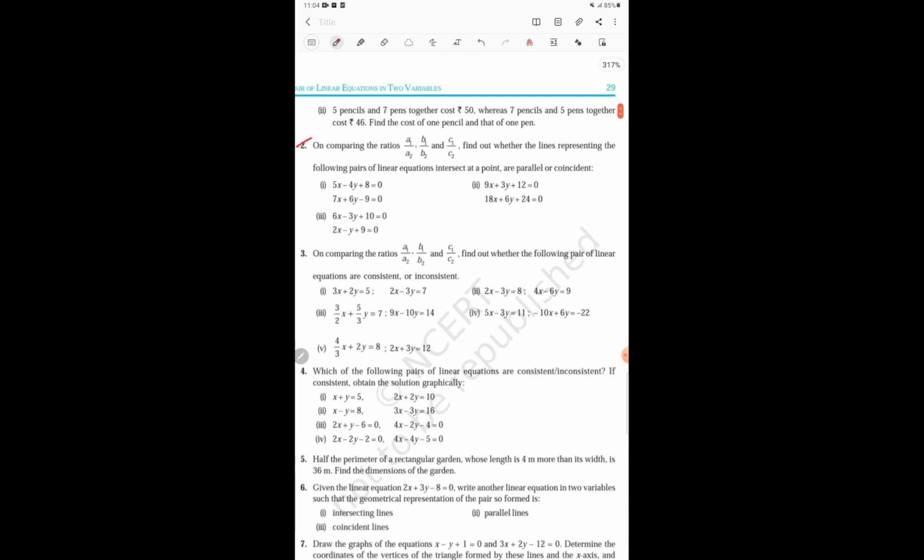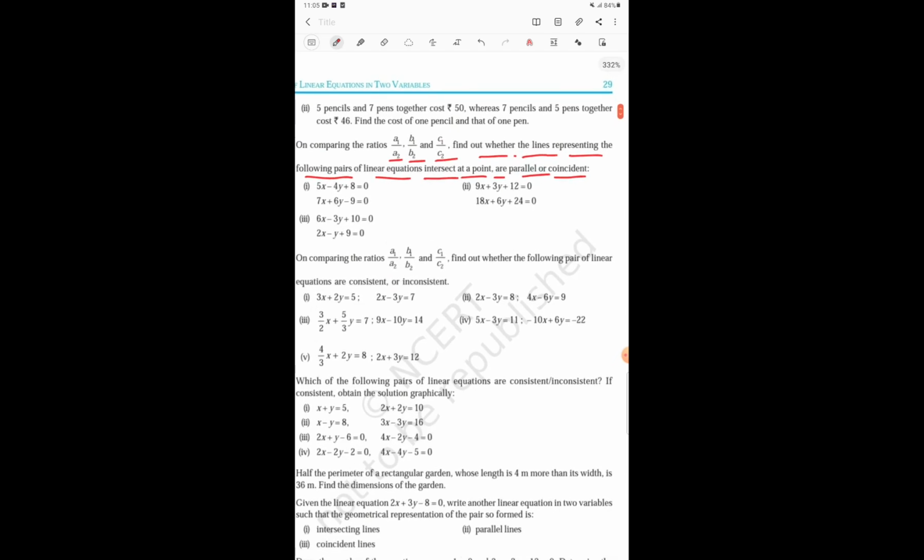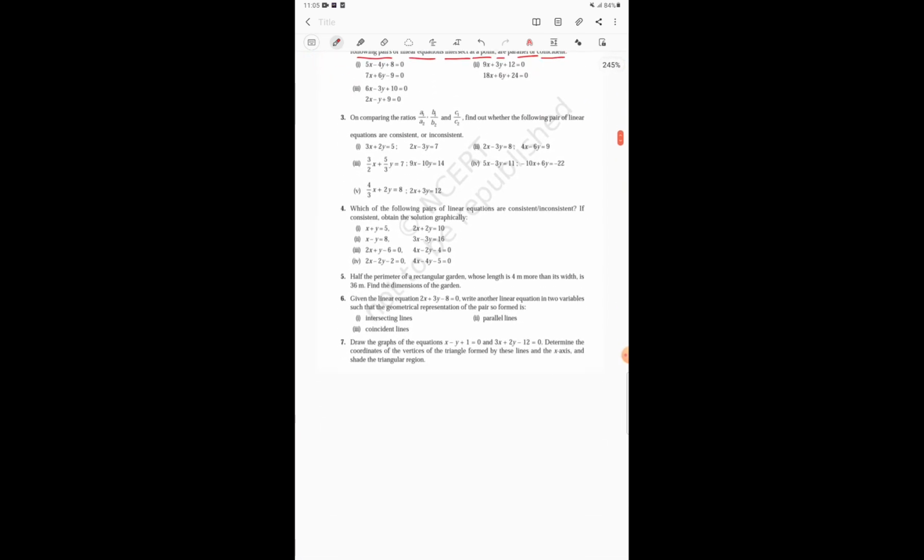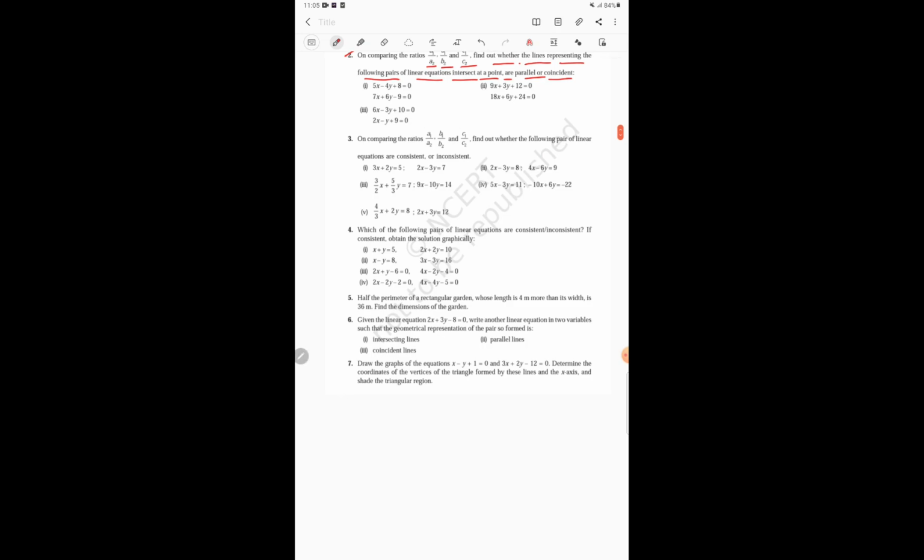On comparing the ratios a1 upon a2, b1 upon b2, c1 upon c2, find out whether the lines representing the following pair of linear equations intersect at a point, are parallel, or are coincident. So you have to compare the ratios and find which type of lines these are: intersecting, parallel, or coincident. How do you solve this one? See here, I have taken the first example.